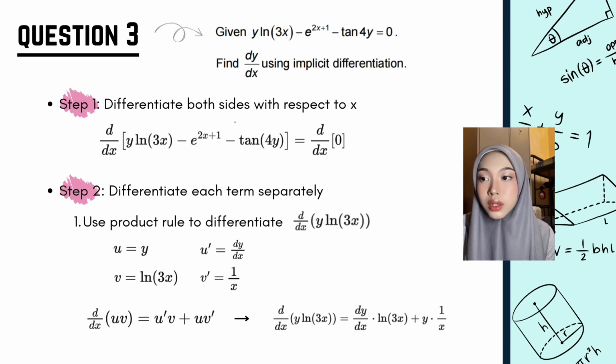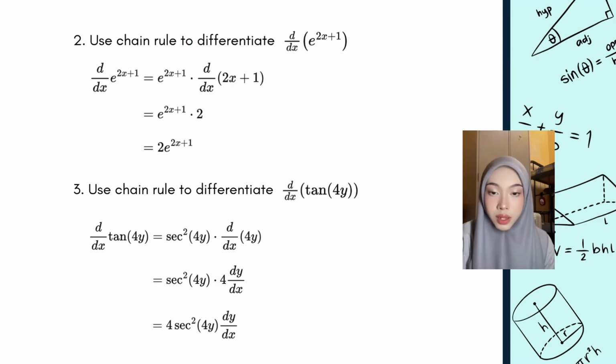The product rule is u prime v plus u v prime, where our u is y, our v is ln 3x, our u prime is dy over dx, and our v prime is 1 over x. Substitute all the numbers given in the formula. We got d over dx of y ln 3x equals dy over dx times ln 3x plus y times 1 over x.